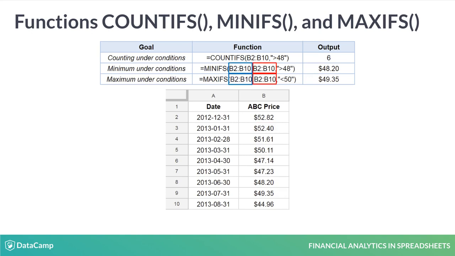For minifs and maxifs, the arguments are a bit different than for countifs. You need to specify the range of cells from which the minimum or maximum will be computed, and the range of cells over which to evaluate the criterion. If you want to compute the minimum or the maximum over the range of cells on which the criterion applies, simply use 2 times the range of cells in the input.